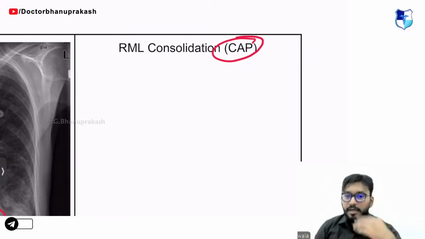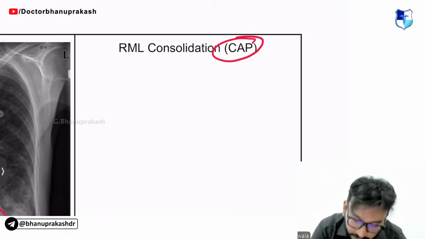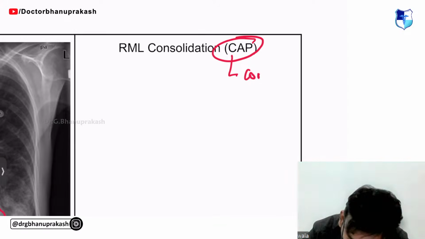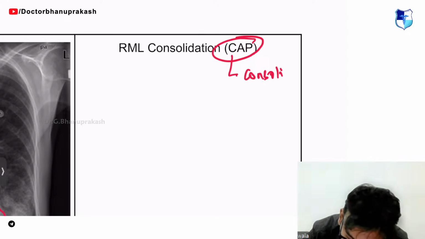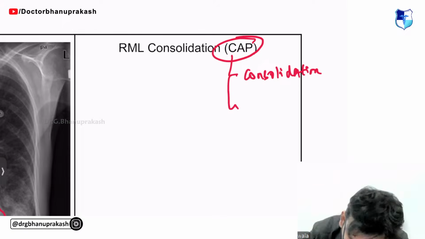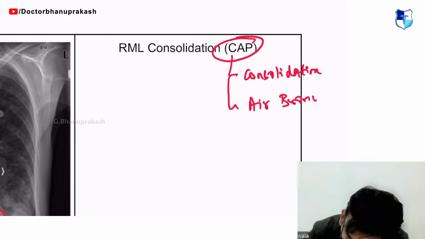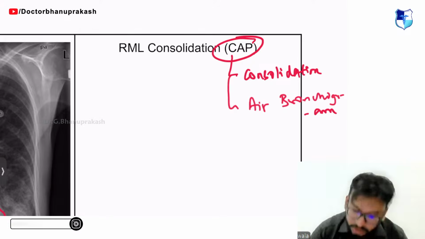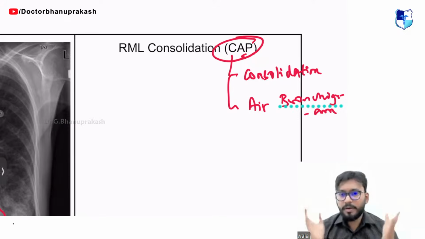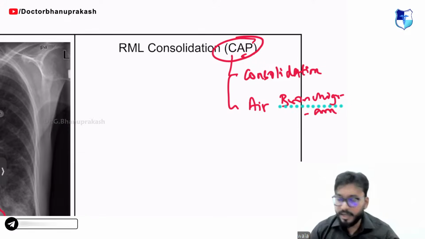That is seen in community acquired pneumonia. So community acquired pneumonia, the simple mnemonic that I remembered is consolidation, and something known as an air bronchogram sign. So this is seen in pneumonia. CAP, community acquired pneumonia, very simple to remember. What are the features? Consolidation and air bronchogram sign.